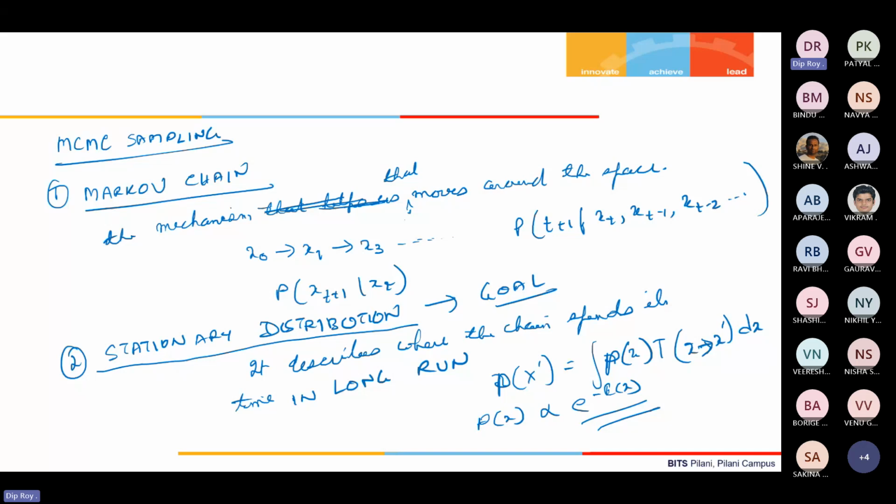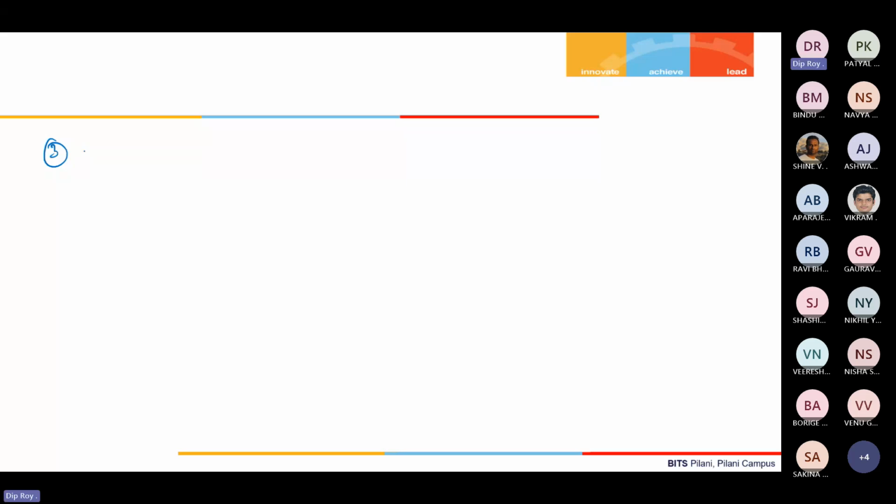So the way it happens is the third component is called the Monte Carlo, Markov chain Monte Carlo sampling. And this is basically the actual sampling. Now remember, Monte Carlo is essentially an umbrella of sampling activities.